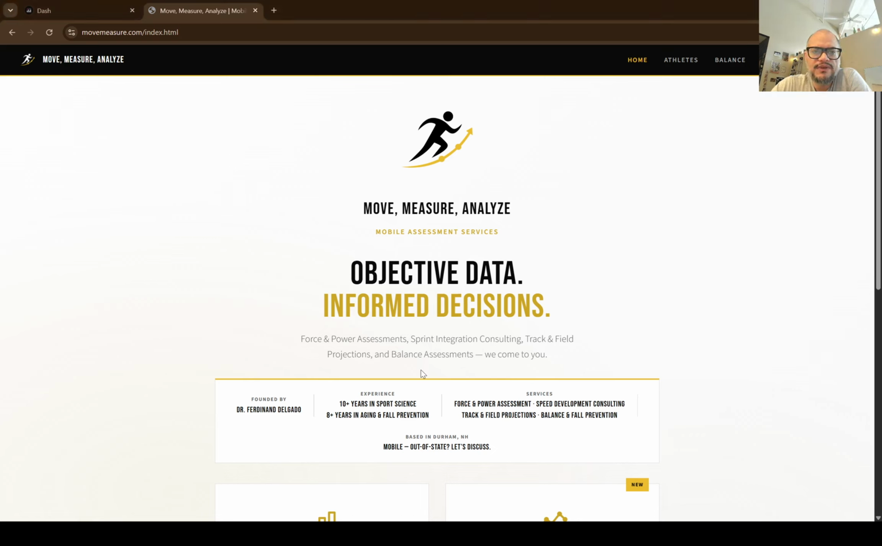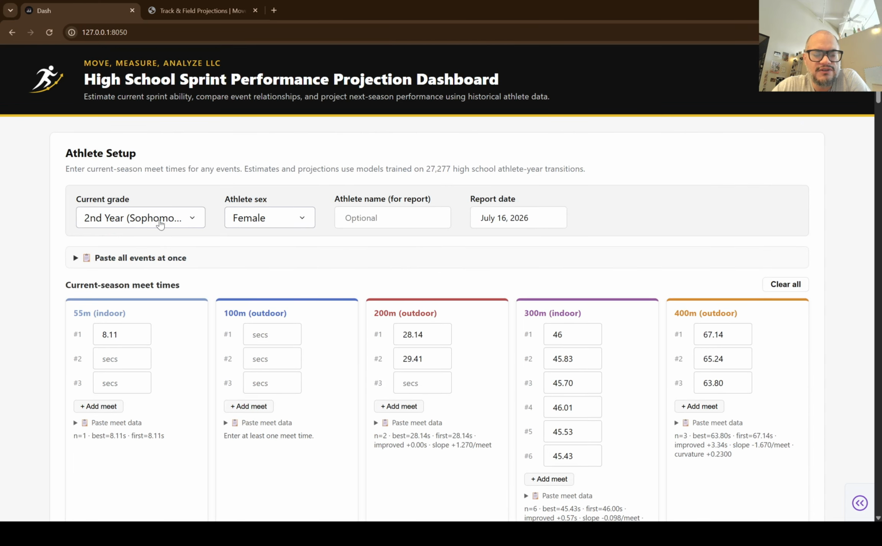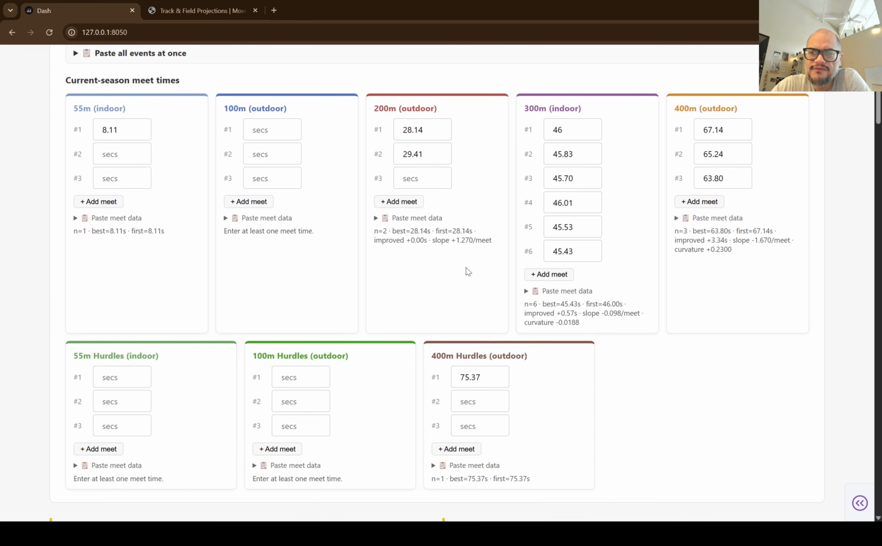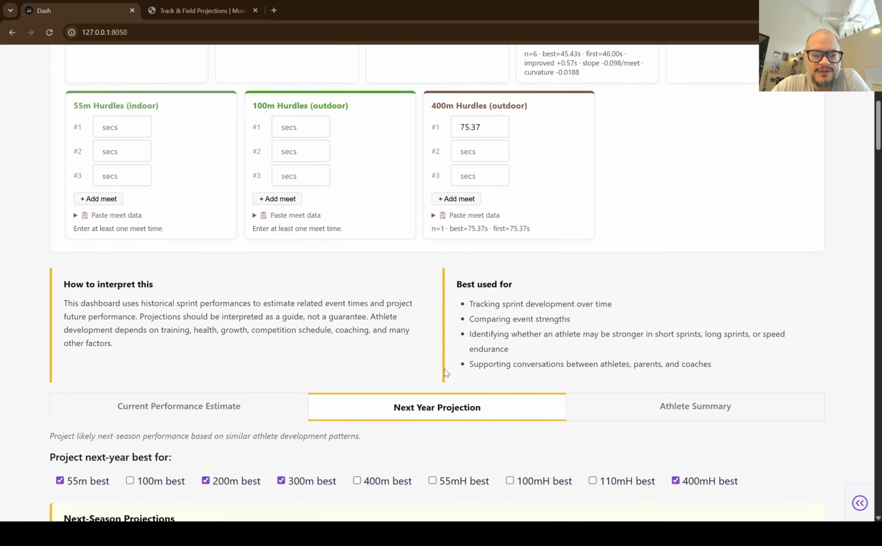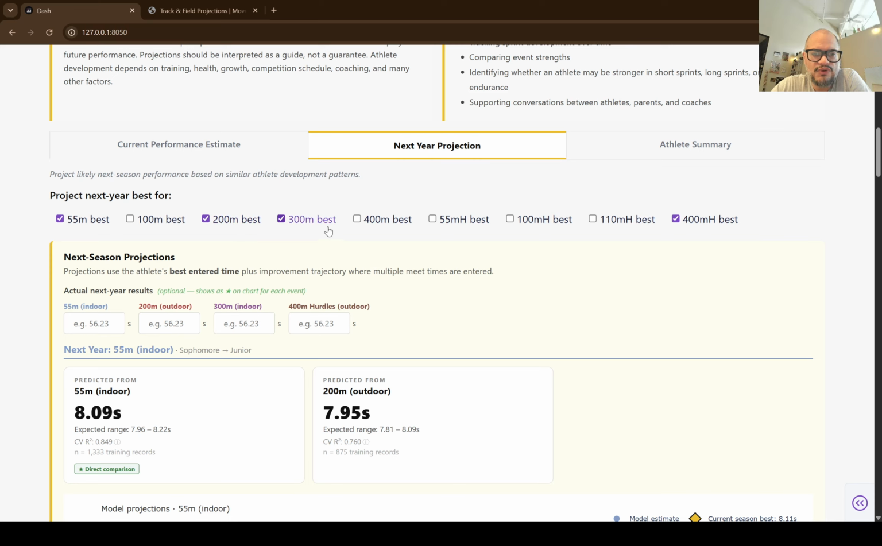So in our example here of our projections dashboard, we have an athlete, a sophomore, second year in high school, a female athlete who ran a number of various events. So we have an indoor time in the 55 meters, 200 meter outdoor times, various 300 meters indoor, 400 meters, and 400-meter hurdles. So from there, we're looking to project from the 55 meters, 200, 300, and 400-meter hurdles.